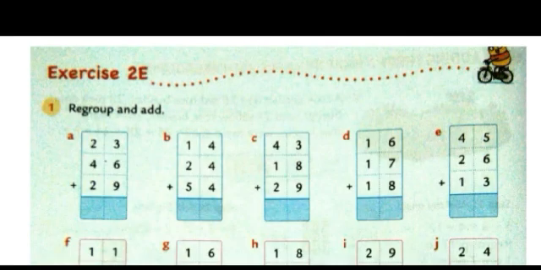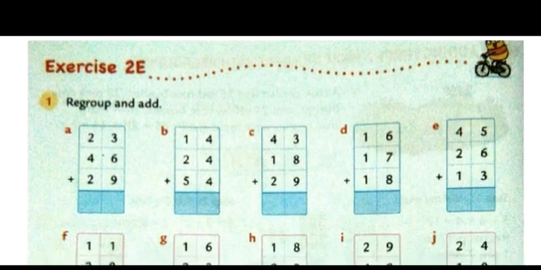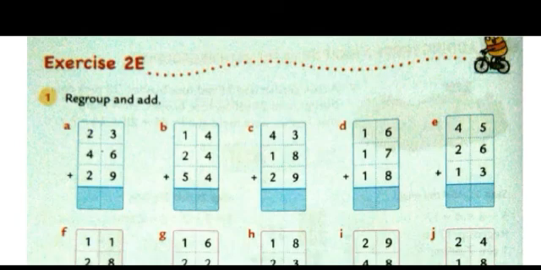So scholars, now we will do exercise 2E given on page number 36, which is almost related to this topic. So the first question is regroup and add. The numbers are already arranged here. We just need to add them and write the answer. So first mark the ones column and tens column, as it makes it easy for you to add. So this is the ones column and this is the tens column.